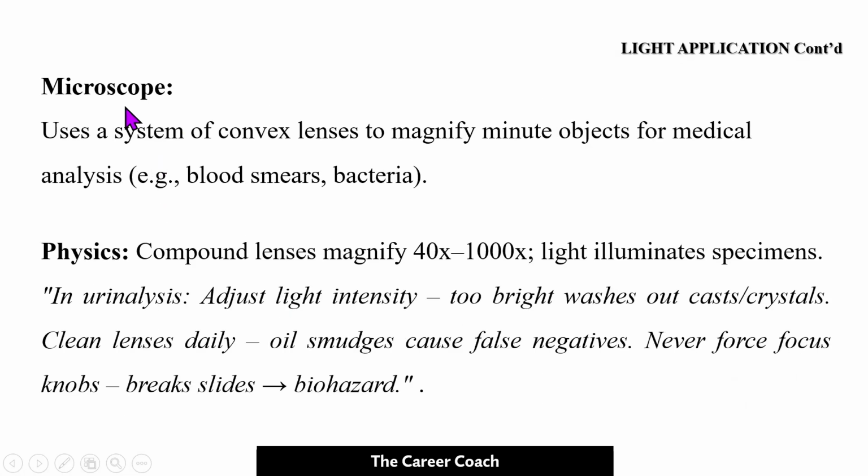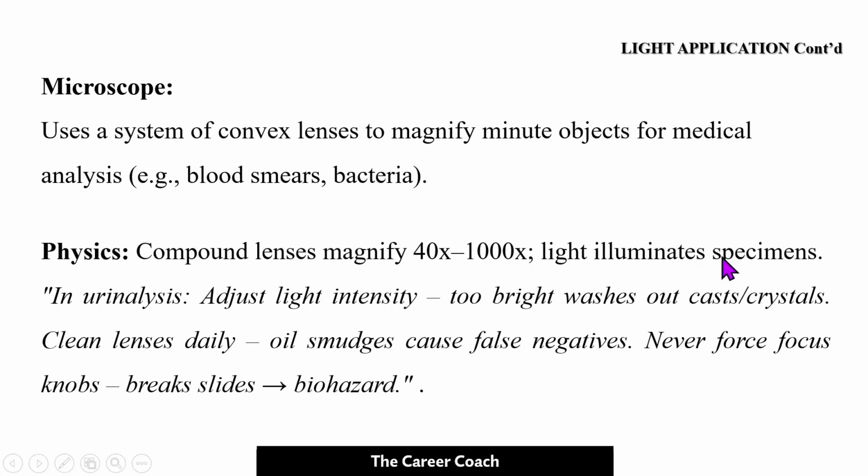Microscope is another way we can apply light. A microscope uses a system of convex lenses to magnify minute objects for medical analysis. Example: blood smear, bacteria. In physics, compound lenses magnify 40 times to 100 times. So your microscope can magnify 40x to 1000x.